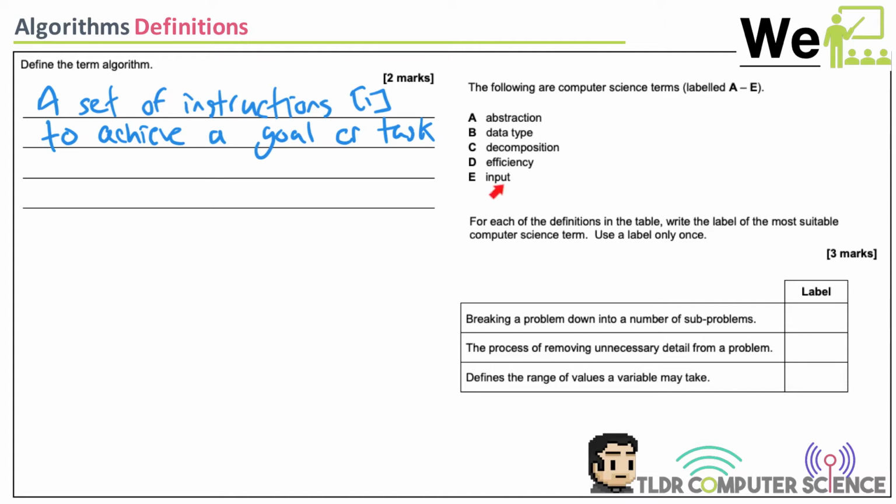Input, that's about data being inputted into a system. You can think of that in terms of the hardware, like a keyboard or a mouse, an input device, or you can think about that in terms of the variable name equals user input to store that thing going in.